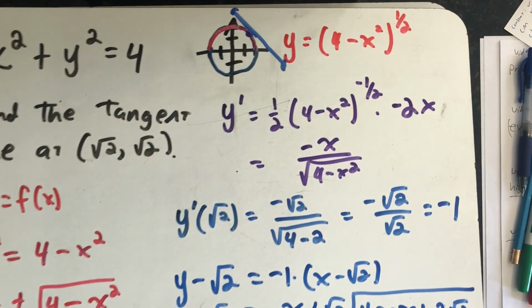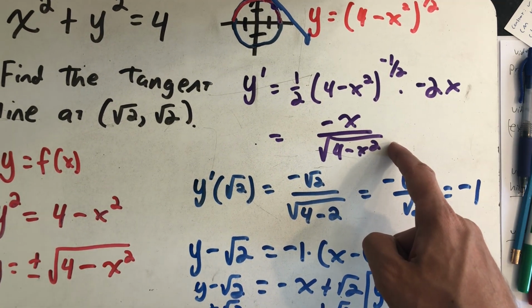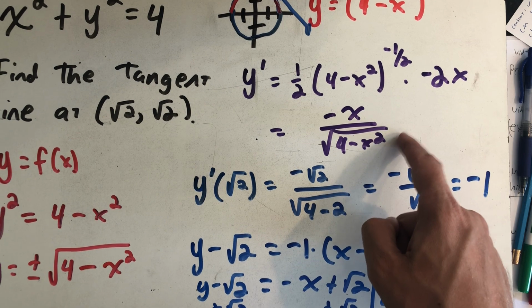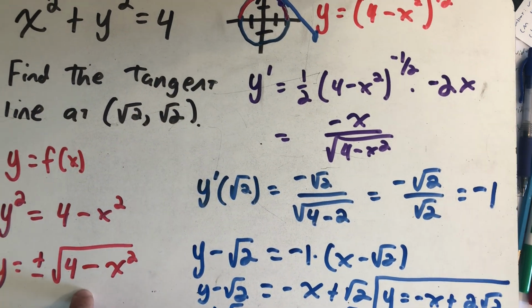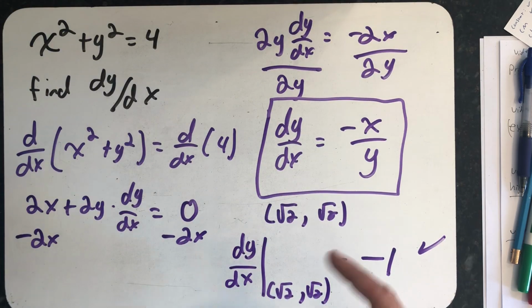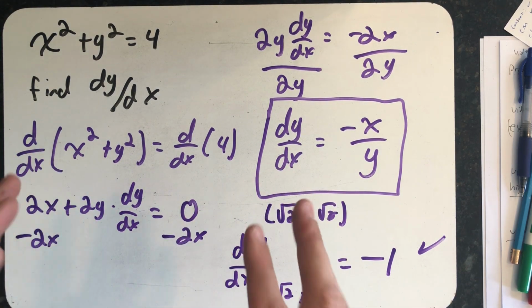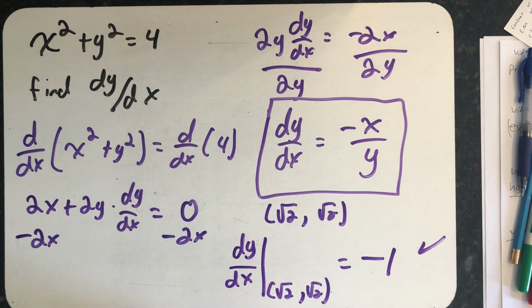Going back to our original work, here's my equation for y prime, minus x over the square root of 4 minus x squared. And I realize that on the top half, that's the value of y. That says minus x over y. We actually got the same equation, and I feel like we had to do a little less work. Implicit differentiation here has this big advantage sometimes of really shortcutting the work.